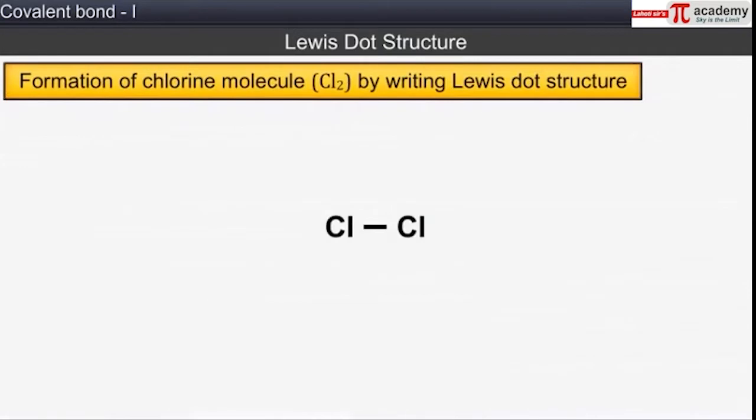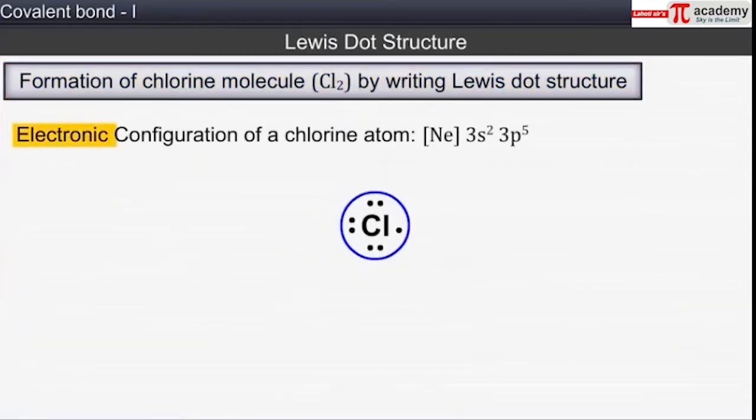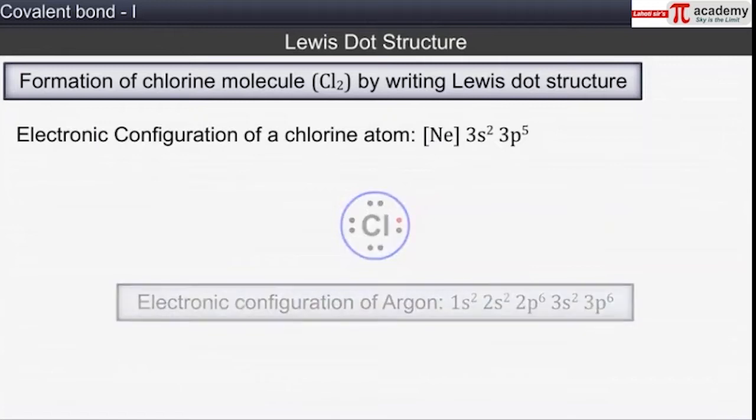Let us understand the formation of chlorine molecule by writing Lewis dot structure. The electronic configuration of a chlorine atom is neon 3s2 3p5. It has 7 electrons in its valence shell. Hence, it needs one more electron to attain the nearest inert gas configuration of argon.